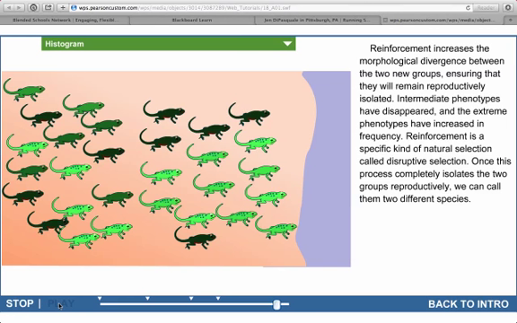Reinforcement increases the morphological divergence between the two new groups, ensuring that they will remain reproductively isolated. Intermediate phenotypes have disappeared, and the extreme phenotypes have increased in frequency. Reinforcement is a specific kind of natural selection called disruptive selection. Once this process completely isolates the two groups reproductively, we can call them two different species.